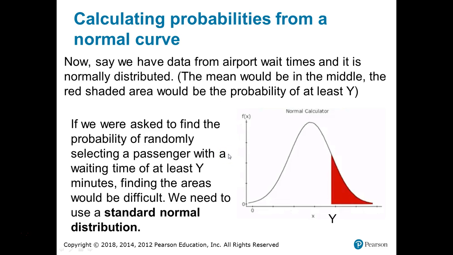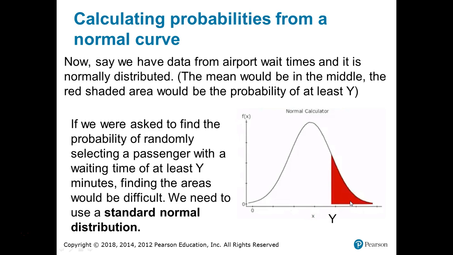So say we want to calculate the probability from a normal curve. Say we have data from an airport wait time, and it is normally distributed. And we were asked to find the probability of randomly selecting a passenger with a wait time of y minutes. So right in the middle will be our mean, and say we want to know how many people waited at least this many minutes. So the area, or the probability, would be this red shaded region.